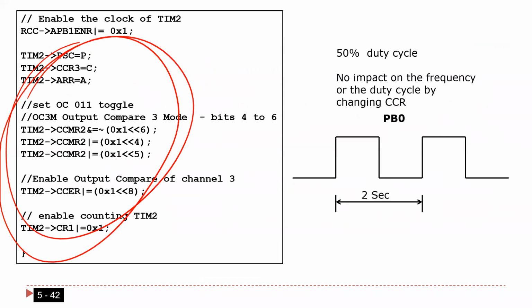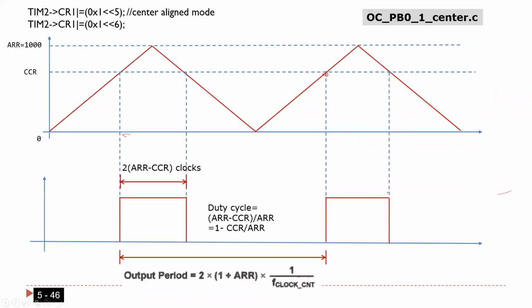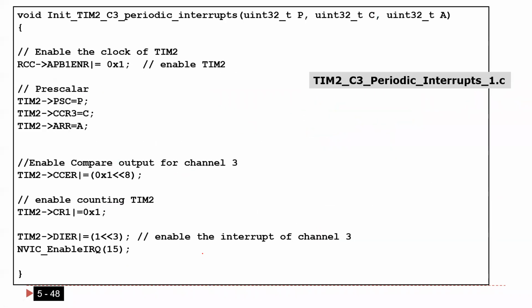I don't want to generate a signal. I just want to trigger periodic interrupts. Okay, you can do that. The timeout is going to be half the period, which as I told you, is 1 plus ARR, half of this one. Anyway, so let's see.